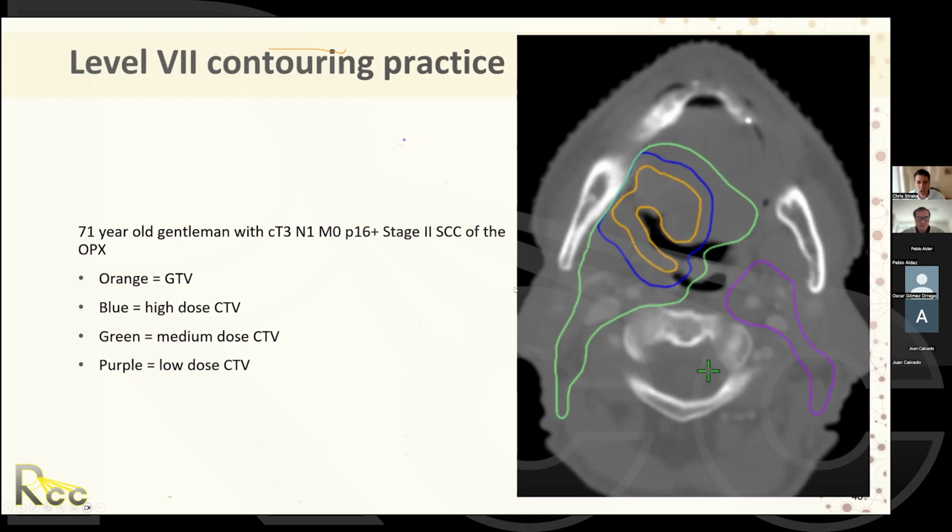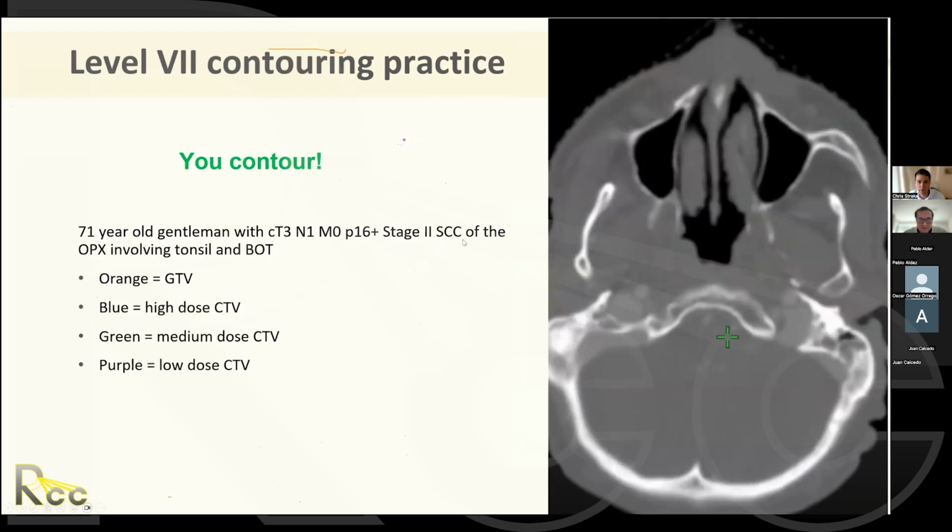The next slide is going to show us a couple slices up from that. So I'd like everyone to please put in basically all the nodal contours you think are appropriate. At this level, we are above the transverse process of C1.